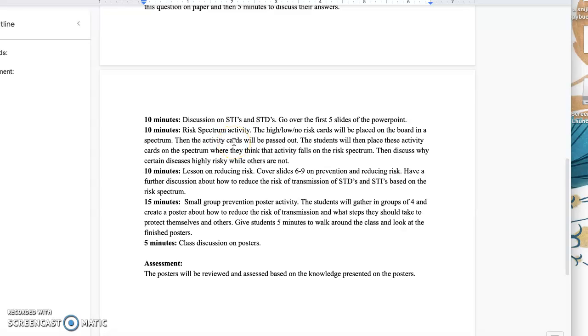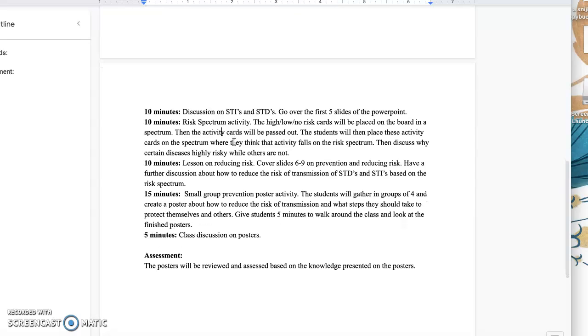just these type of sexual activities will be passed out to the students, and each student will receive at least one, and the students will then place the activity cards on the spectrum based on what they think the risk level is for that. So obviously, like holding hands would be no risk because there really is no risk for any sort of sexual transmission.